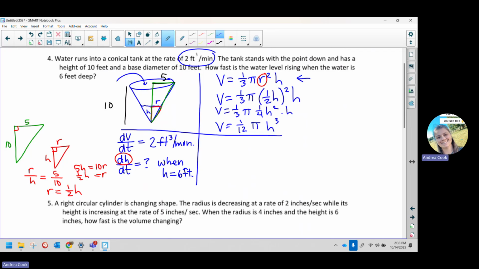Now we're ready to find the derivative. I have a question. Do you have to do it as 1/2 h, or could you just do h over 2? You can write it as h over 2. But would you still have to take it out and multiply by the 1/3? Yes, you still have to simplify it before finding the derivative.